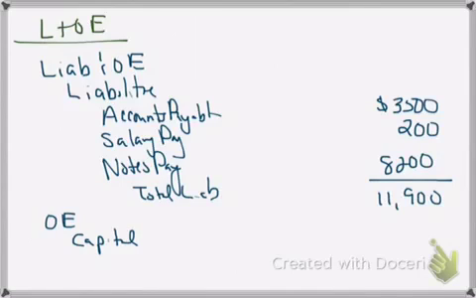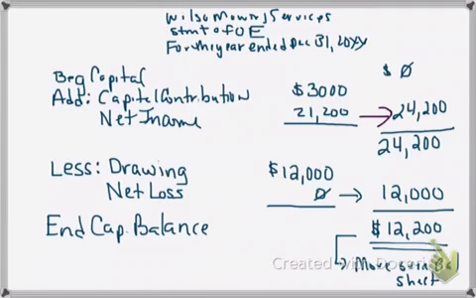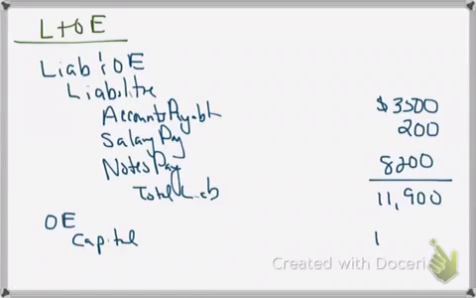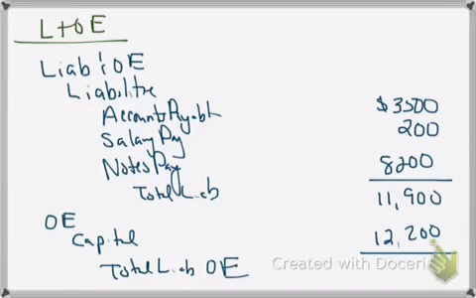The next section is that owner's equity section, and I'm going to be looking at the capital account. Now remember, that capital balance is coming from right here. It's the $12,200 amount from the statement of owner's equity. So I'm going to come over here and put the $12,200. I then will add my liabilities and my capital, and I will get the total liabilities and owner's equity. And when I add these two numbers together, I get $24,100. Again, dollar sign, double underline.